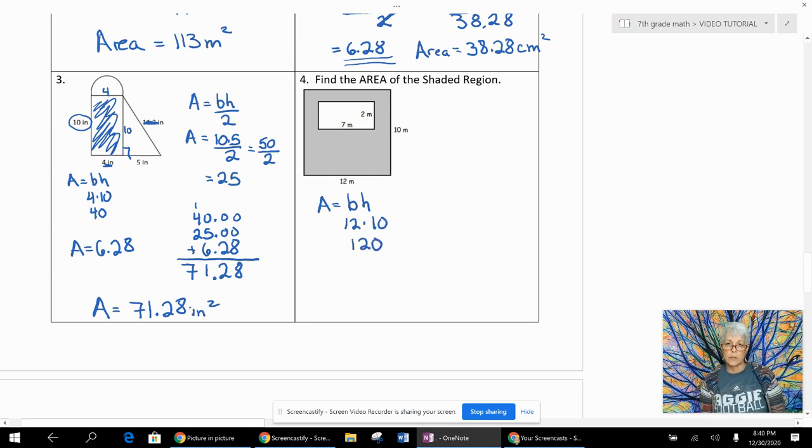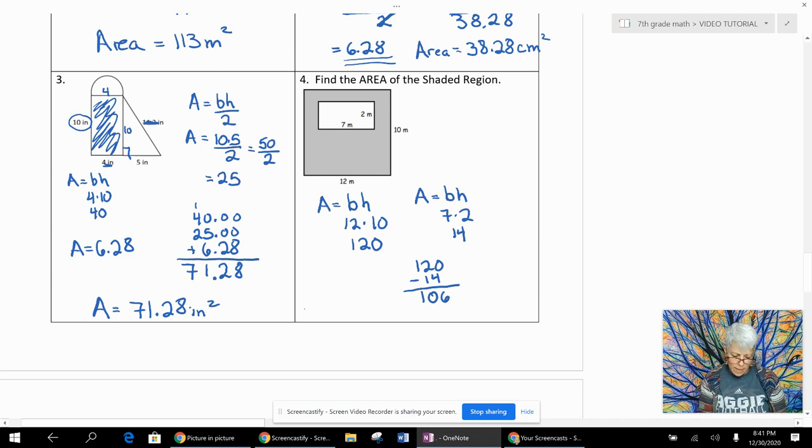That is not the answer to the question, because if you look at that rectangle a second time, there's a white area in the middle. It's not shaded. So we have to subtract that white triangle from the shaded one. So let's find the area of the white triangle. 7 times 2 or 2 times 7, it doesn't really matter. Now, I'm going to take the shaded area. I'm going to subtract the area that is not shaded.